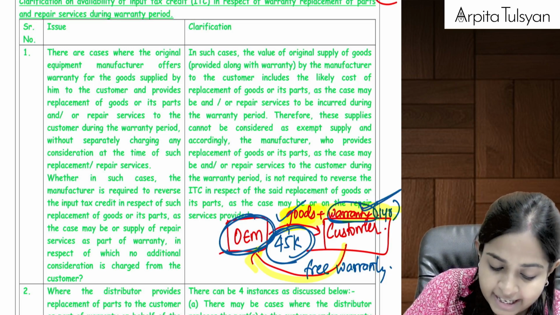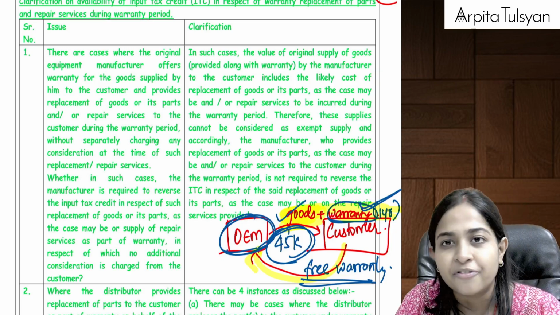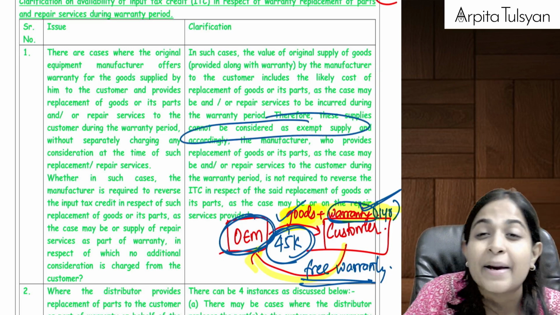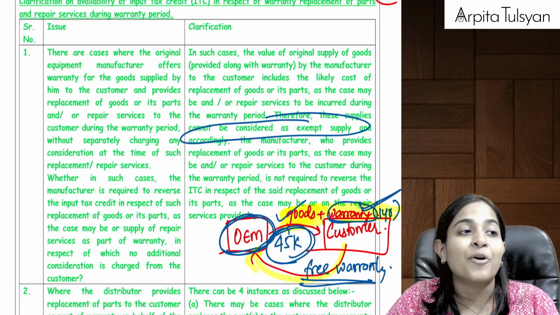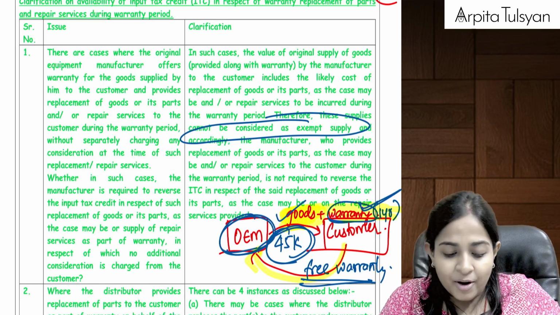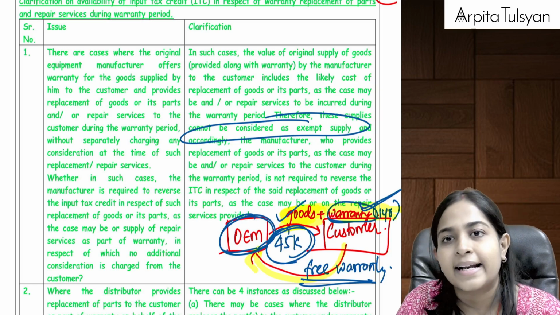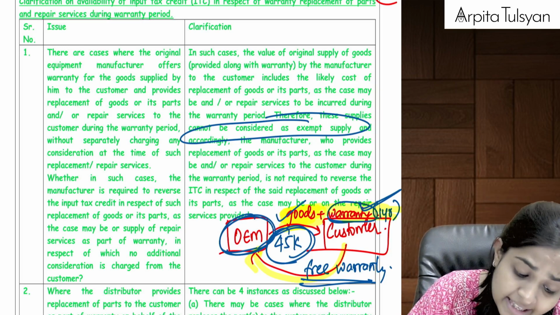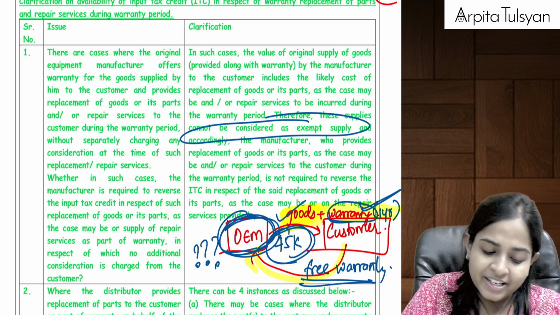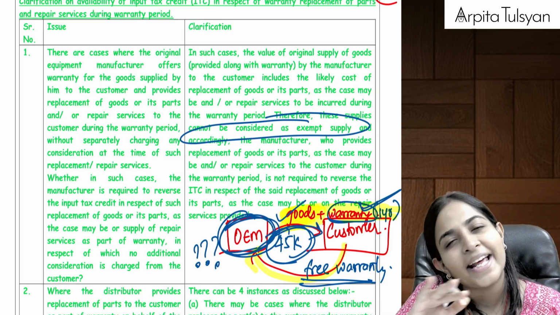So this warranty which the OEM is giving to the customer for free is not actually free. So this cannot be considered as an exempt supply. They try to fool you, but this can never be considered as an exempt supply. So now the next question that arises is, is the OEM required to reverse any ITC? Can we say the supply done by the OEM to the customer is a taxable supply? It is not an exempt supply.